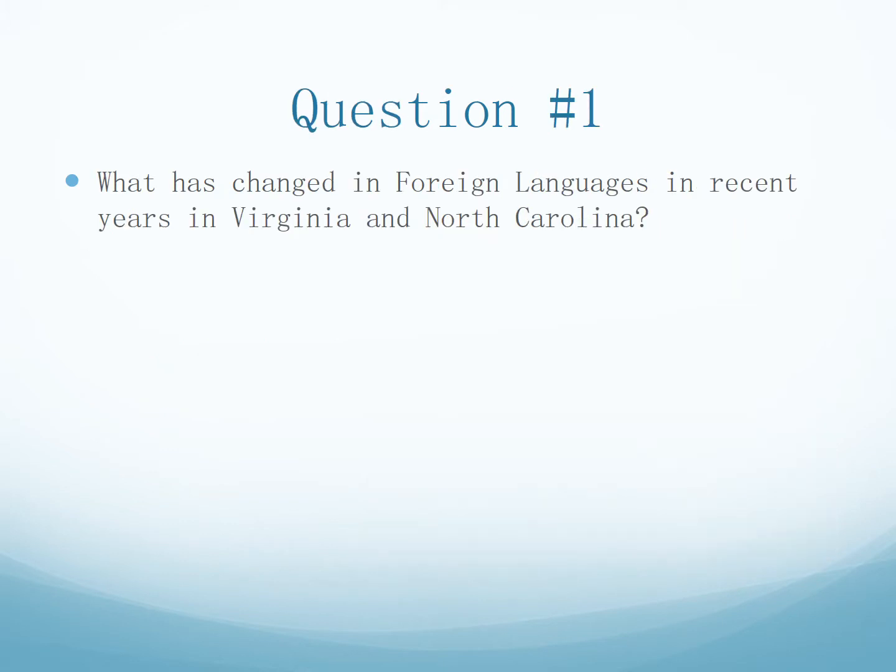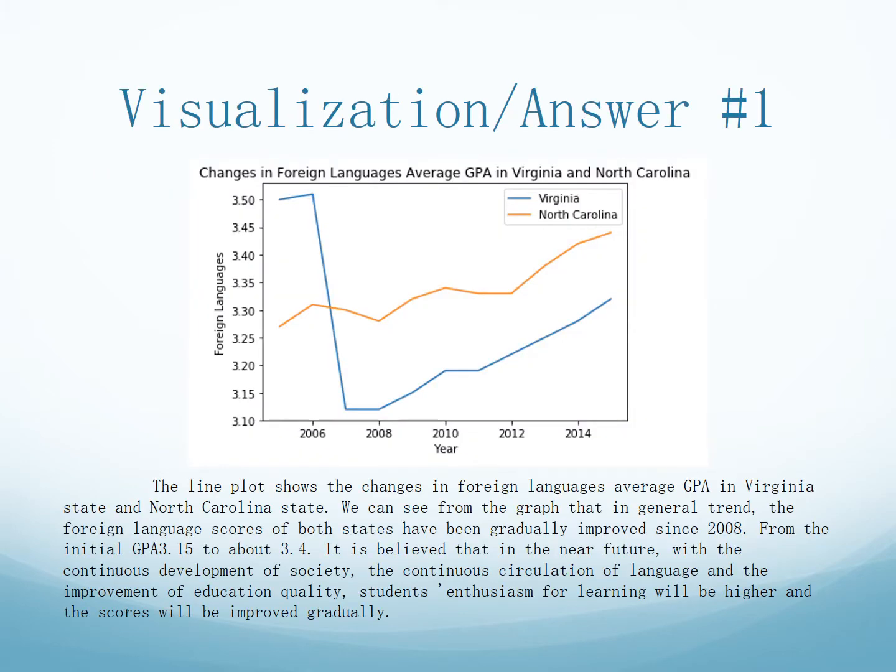And let's take a look at our question number 1. What has changed in foreign language in recent years in Virginia and North Carolina? The line plot shows the change in foreign language average GPA in Virginia State and North Carolina State. We can see from the graph that in general, the foreign language scores of both states have gradually improved since 2008, from an initial GPA of 3.15 to about 3.4.